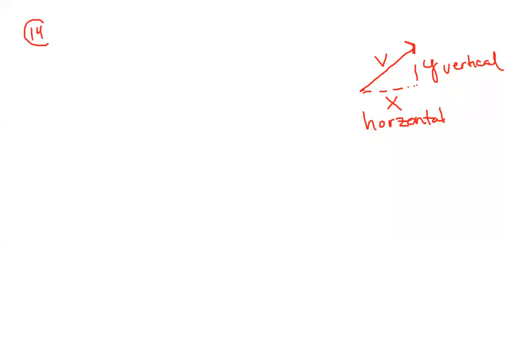So let's look at the little picture. Here's your vector. We can have the x and the y. This is the y, this is the x. Here's our vector v right here. This is the horizontal component, and this is the vertical component. Okay, so let's see how we're going to do this. Let's look at number 14.